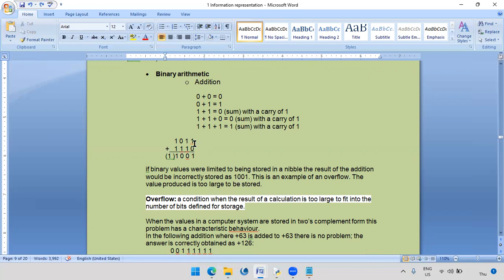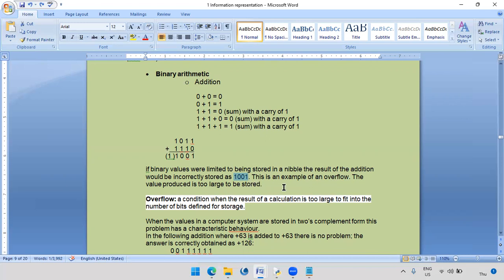The answer should be, now this is 11 and this is 14. 8 plus 4 is 12, 12 plus 2 is 14. This is 14 and this is 11, should be 25. 11 plus 14, 25. But what is the answer? 1001 is 9. 8 plus 1 is 9. This is an example of an overflow. The value produced is too large to be stored.